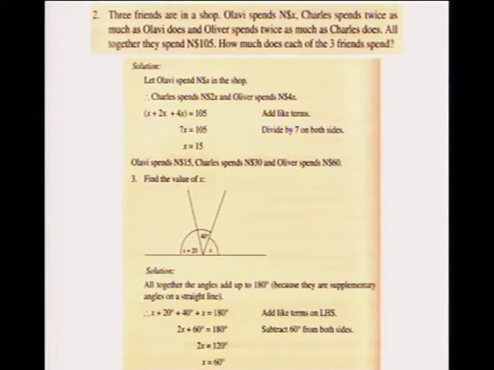Number 3, find the value of x. We know that a straight line forms 180 degrees. So we can say x plus 20 plus 40 plus x is equal to 180. And we can find the value of x. Then we can find all the different angles, the 3 angles that were formed there.